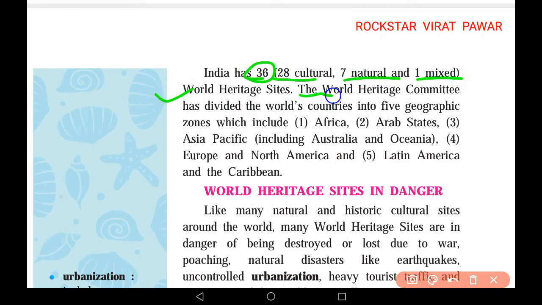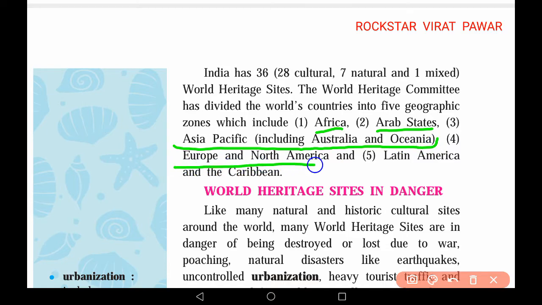The World Heritage Committee has divided the world's countries into 5 geographic zones. Which 5 geographic zones are given? First is Africa, second is Arab states, third is Asia Pacific including Australia and Oceania, fourth is Europe and North America, and fifth is Latin America and the Caribbean.